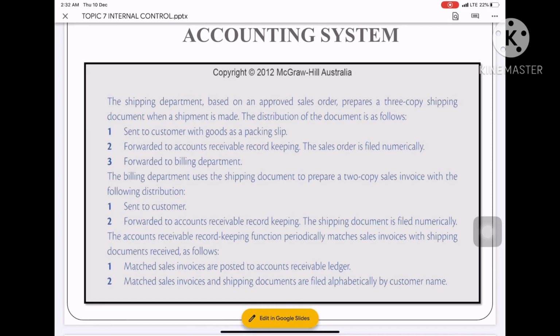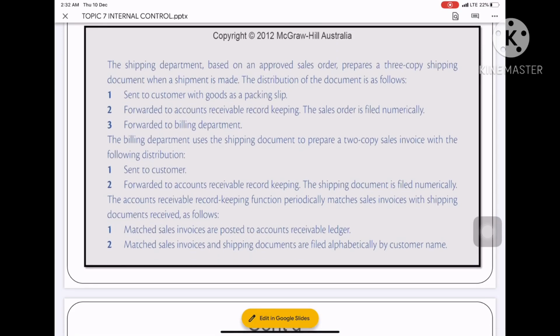So the billing department will use the shipping document. The goods have already been shipped to the client, so they have to prepare an invoice to send to the client. Alright, so how many copies would you like to prepare? Which is 2 copies. Number 1 is sent to the customer for the invoice. Number 2, forward to the accounts receivable record keeping. So make sure that this will be in the client's accounts receivable account.